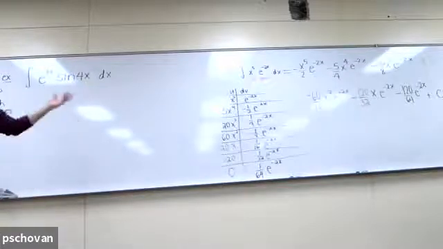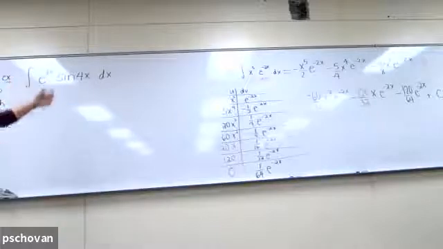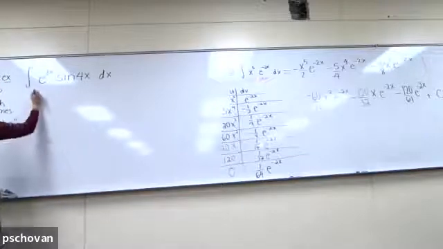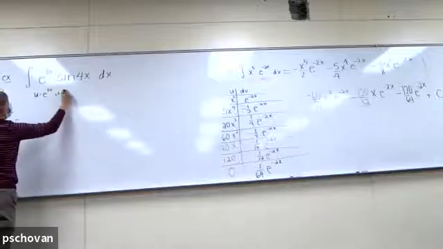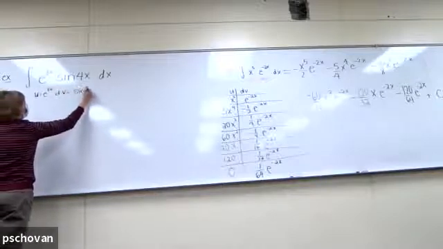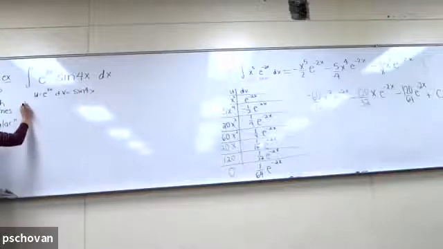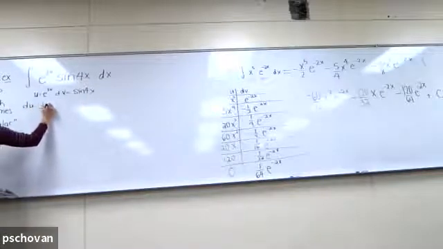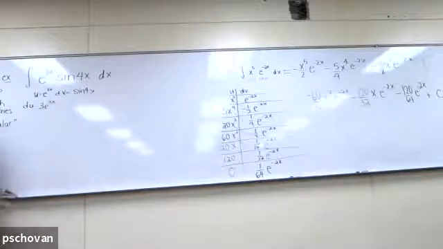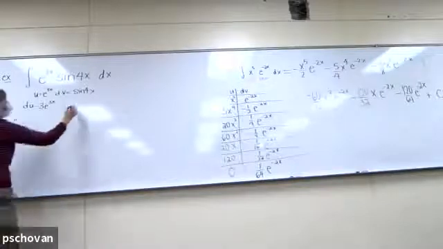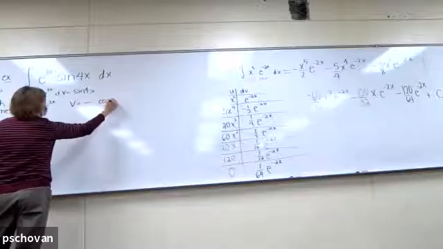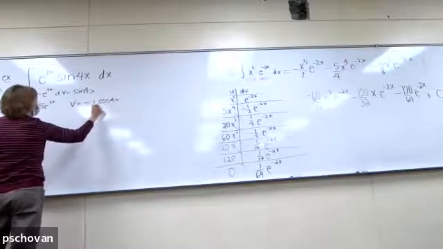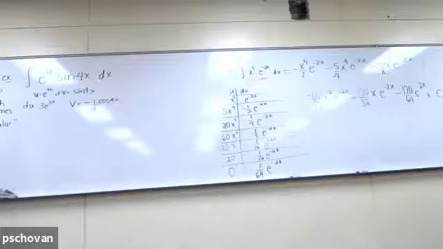It doesn't matter. I'll just go with the u as the e to the 3x, and the dv is the sine of 4x. And then we need a du term. We'll get the 3 from the derivative of the power. And then we get the e to the 3x back. And we integrate here. Integral of a sine is minus a cosine. And we've seen that a number here gives us the reciprocal out front there.